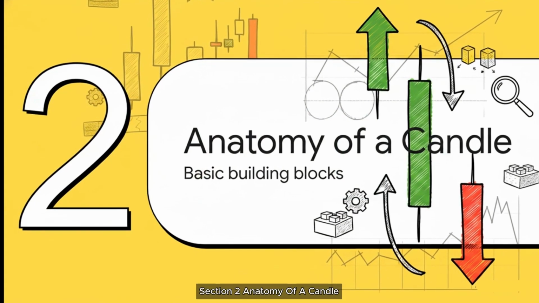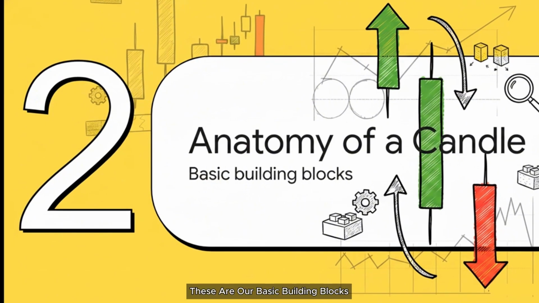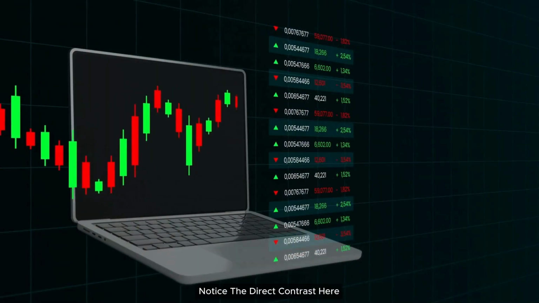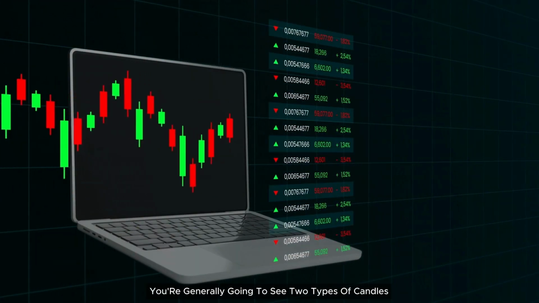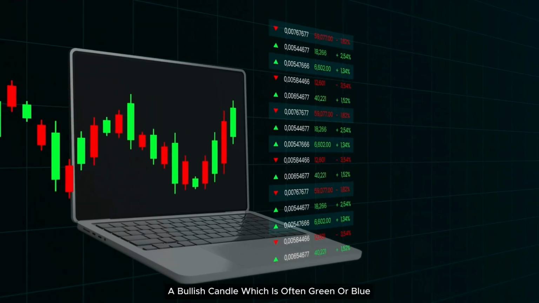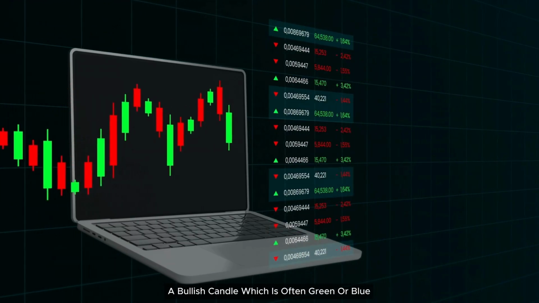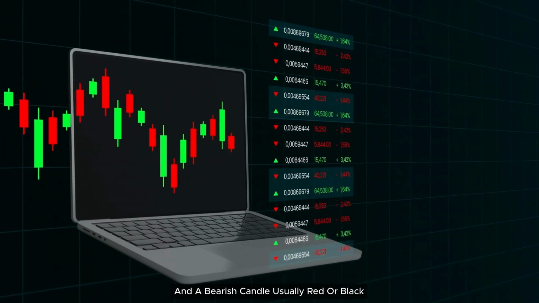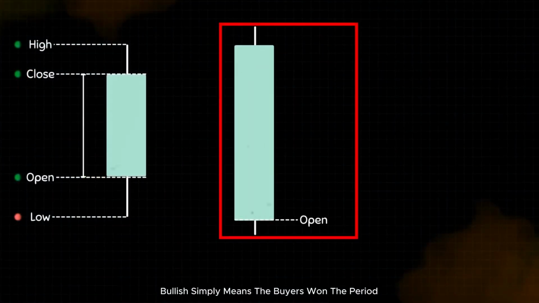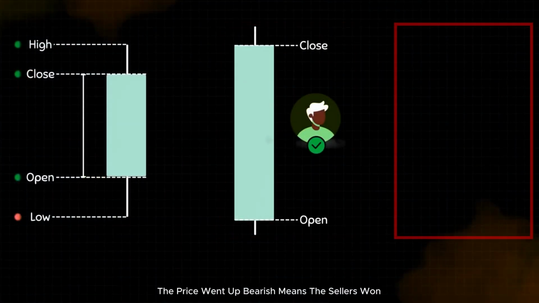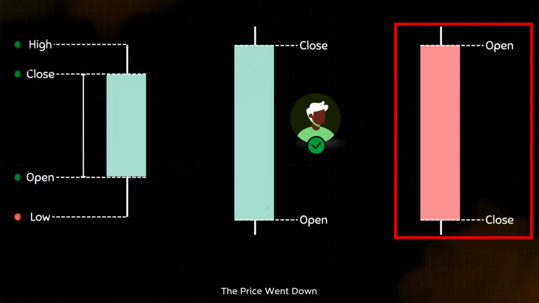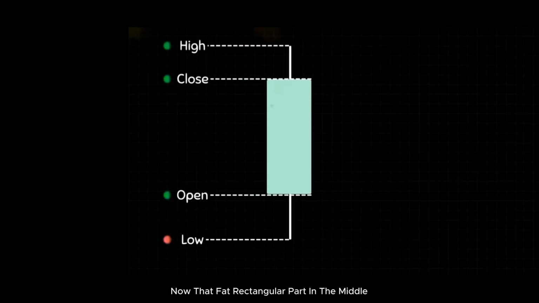Section 2. Anatomy of a candle. These are our basic building blocks. Notice the direct contrast here. You're generally going to see two types of candles. A bullish candle, which is often green or blue, and a bearish candle, usually red or black. Bullish simply means the buyers won the period. The price went up. Bearish means the sellers won. The price went down.